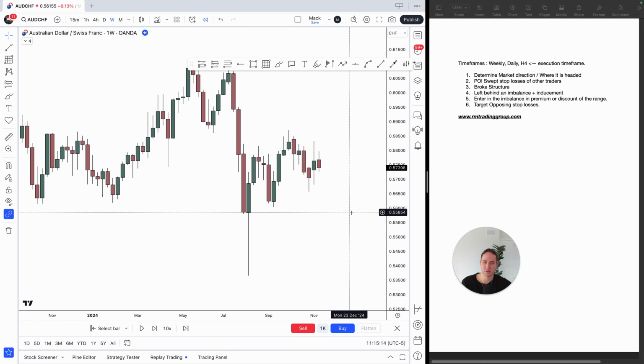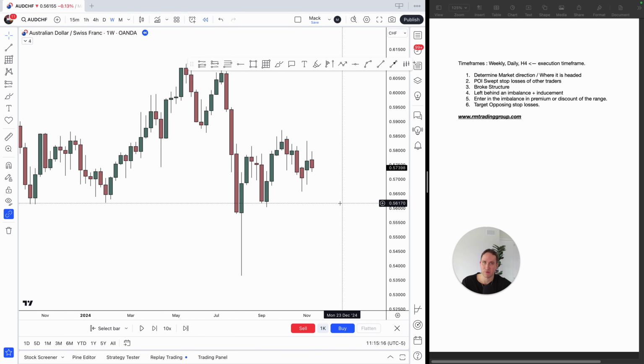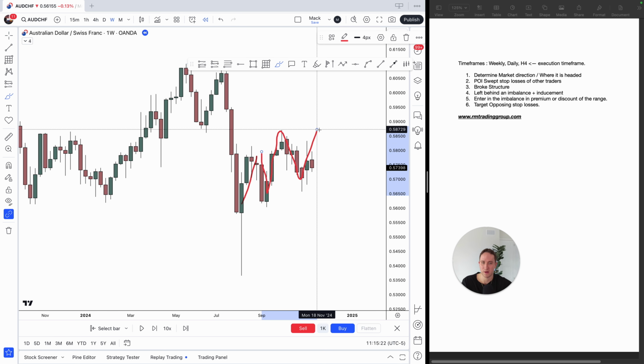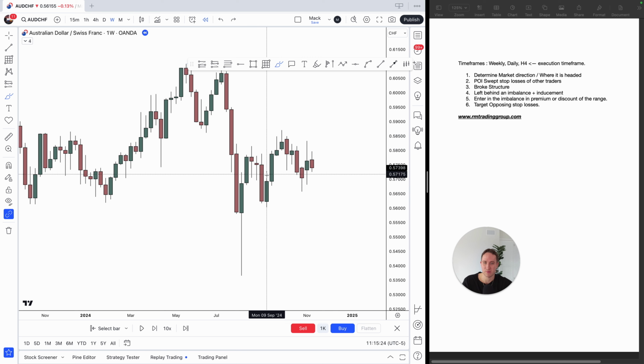Now this beautiful setup was taken by a bunch of our community members. I wasn't in this trade, but this was textbook, okay? So again, weekly time frame, you can see that we are clearly trending bullish. And what we're expecting is a reaction out of discount of this weekly leg right here, right?